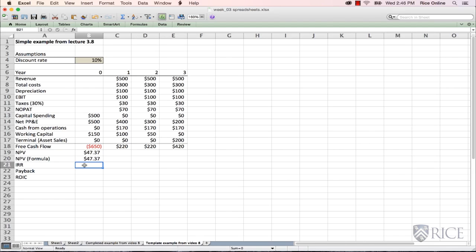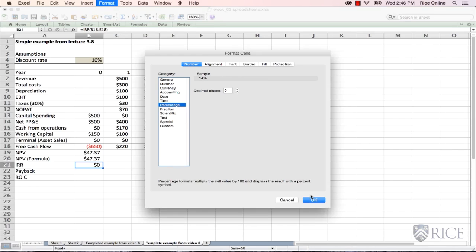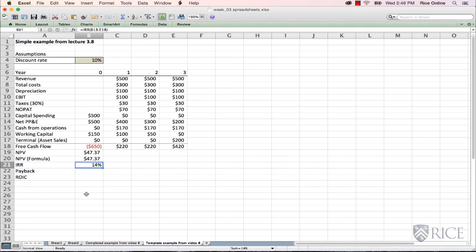IRR, what's my internal rate of return on the project? Well, that's easy in Excel or any spreadsheet program. I can just say equals IRR and go and get my cash flows. And the spreadsheet, like we talked about, is going to solve that for me. Oops, let's put that in percentage terms. There it is. Great, 14% IRR.